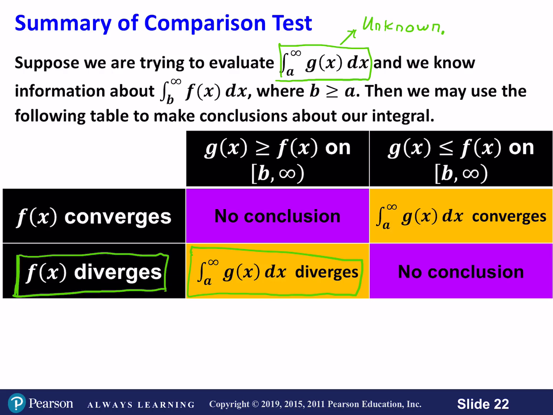However, if f of x diverges and it is the larger function, so picture again, here's f of x, here's g of x. If f of x has an infinite amount of area underneath it, then that doesn't tell me anything about g of x, so I make no conclusion. And then similarly, if we know that f of x converges and we know that f of x is the larger one, then that implies that the integral from a to infinity of g of x converges as well. And that is section 8.9.